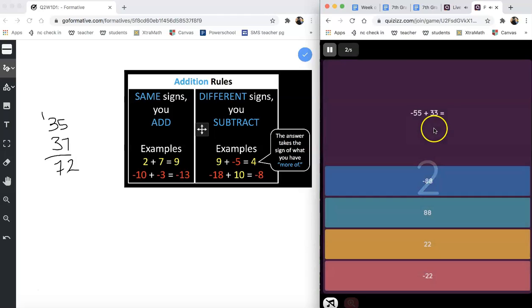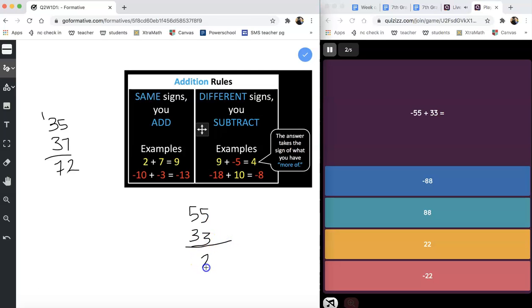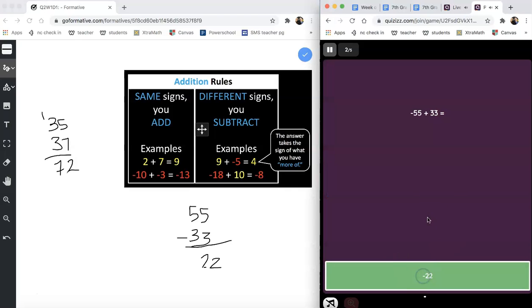Alright, the next example. Signs are different. That's a negative 55, that's a positive 33. Signs are different, so we subtract. So I take 55 and I subtract 33, and I get 22. But then I have to make the decision. Did I have more negatives or more positives? And I had more negatives. I had 55 negatives and only 33 positives. So the answer is going to be a negative 22.